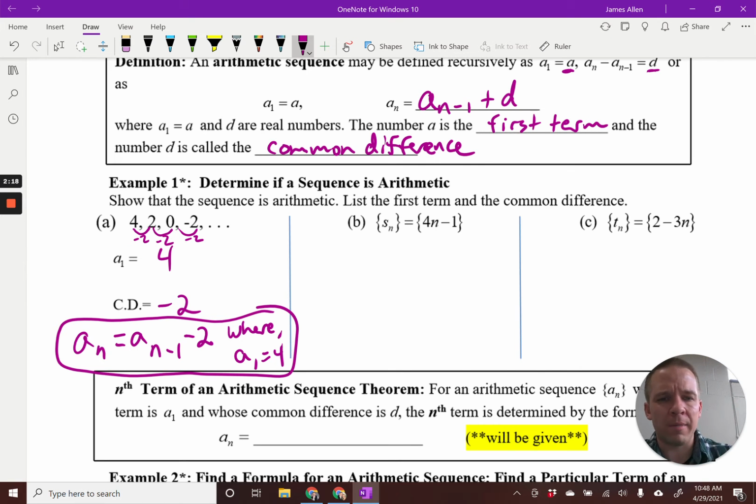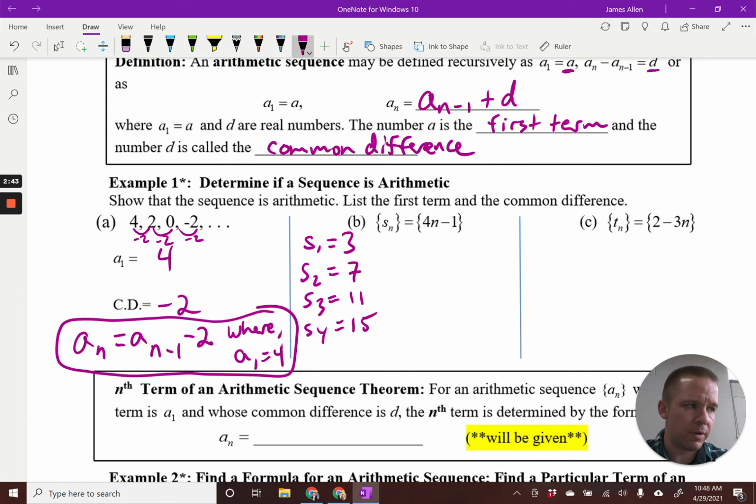All right, next one. Right now we have 4n minus 1. So that's actually defined explicitly, but we could list out some of our terms here. We could have s sub 1. If I put 1 in for n, that'd be 4 minus 1 is 3. s sub 2, that'd be 8 minus 1 is 7. And then we'd have 11. And then we'd have 15. We're going up by 4 each time, aren't we? Okay, so the common difference is going to be 4, right?